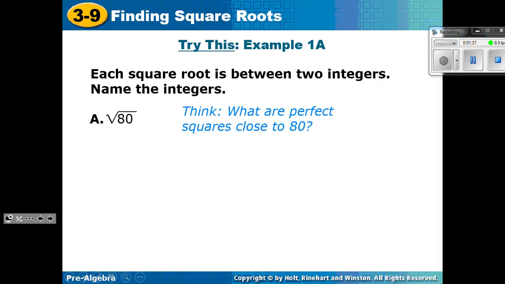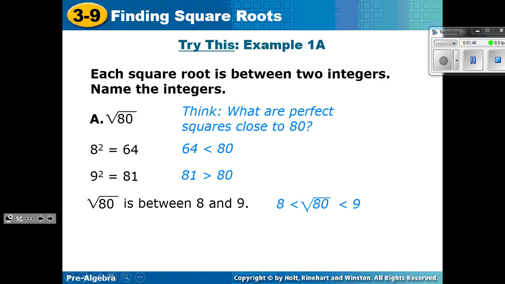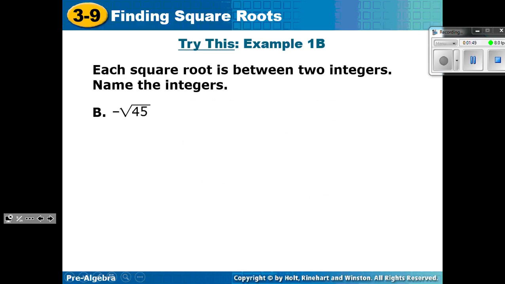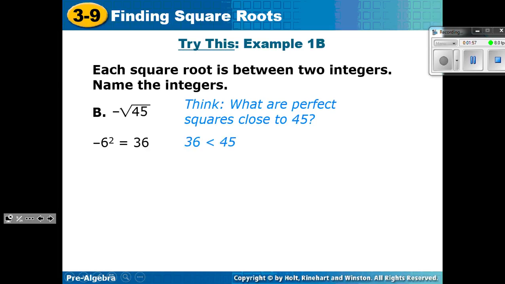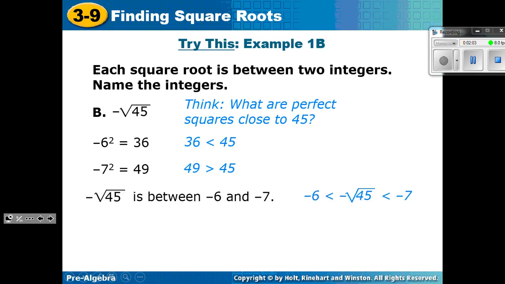So the square root of 80 is going to fall somewhere between 8 and 9. The opposite of the square root of 45: we've got 36, 6 times 6, and we've got 49, which is 7 times 7. So the square root of 45 is between 6 and 7, and the opposite of the square root of 45 is between negative 6 and negative 7.